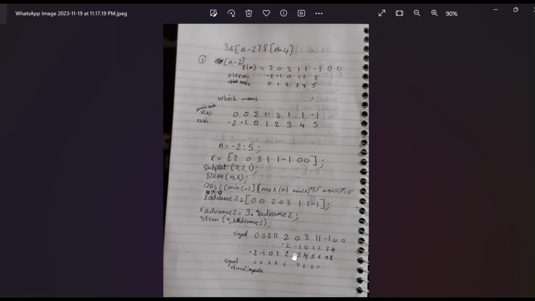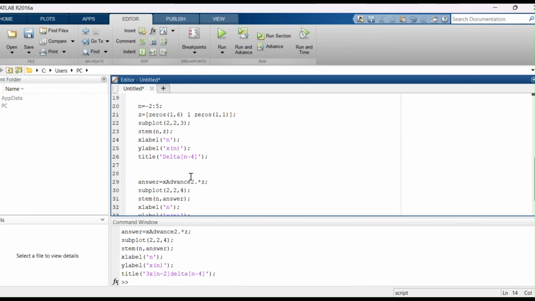So again, if I wrote it over here, the 1 will start only at 4 and the other remaining will be zeros. So 1, 2, 3, 4, 5, 6 zeros over here and 1 at the 4 and the remaining 2 are zeros. I only stopped at 5, so 0 here. So that's why I wrote 6 zeros and the 1, which is at the 4, and the other one, which is number 5, is 0. Now subplot 2 rows, 2 columns, the third index. Stem, which will draw it, n, this one, and the z, which is this, x and y. X labeled n, y labeled x of n, title is delta n minus 4.